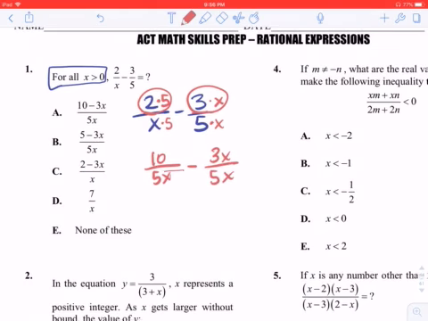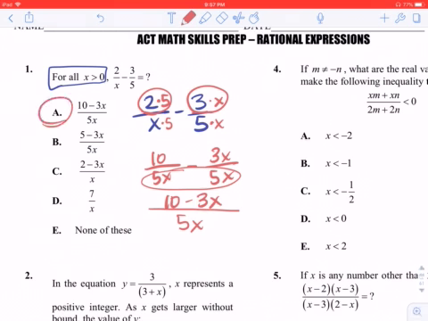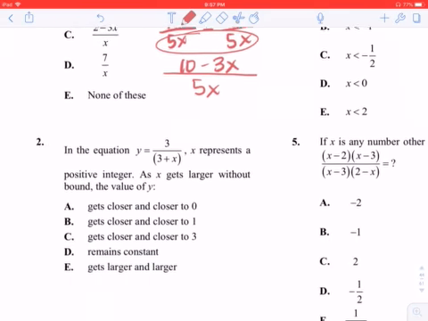I can see now that they have the common denominator of 5x, so that can go on the bottom, and I have 10 minus 3x. That's going to give me correct answer A. So we're just combining them by using like terms on the bottom.